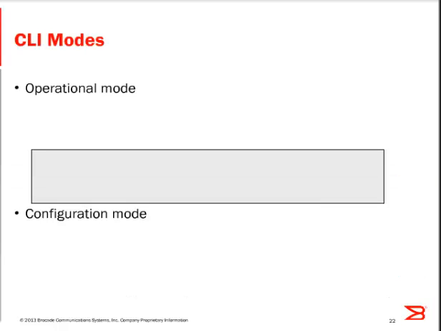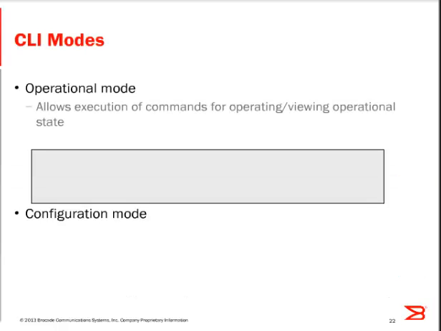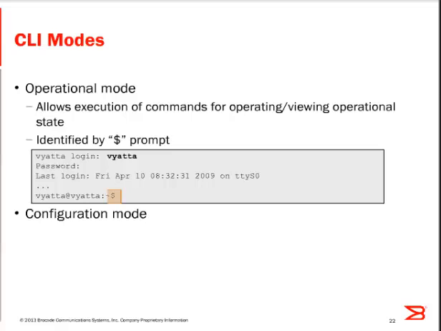Now let's explore operational mode on the vRouter. Operational mode is one of two modes in the vRouter. As its name implies, operational mode is for entering commands that control the operation of the device or displaying the operational state of the device. Operational mode is identified by the $ symbol at the end of the prompt.